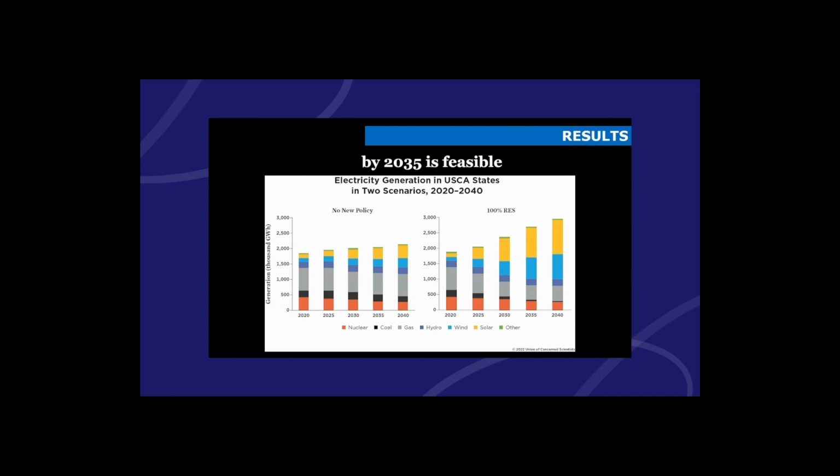It's technically feasible. And the graph on the left is showing us the results for the no-new policy scenario, basically business as usual. The graph on the right is showing us what will be the picture in terms of moving to 100% RES. And what you can see is that solar generation in these states grows nearly 9-fold, is the yellow in the graph, and wind generation more than 7-fold is the light blue.